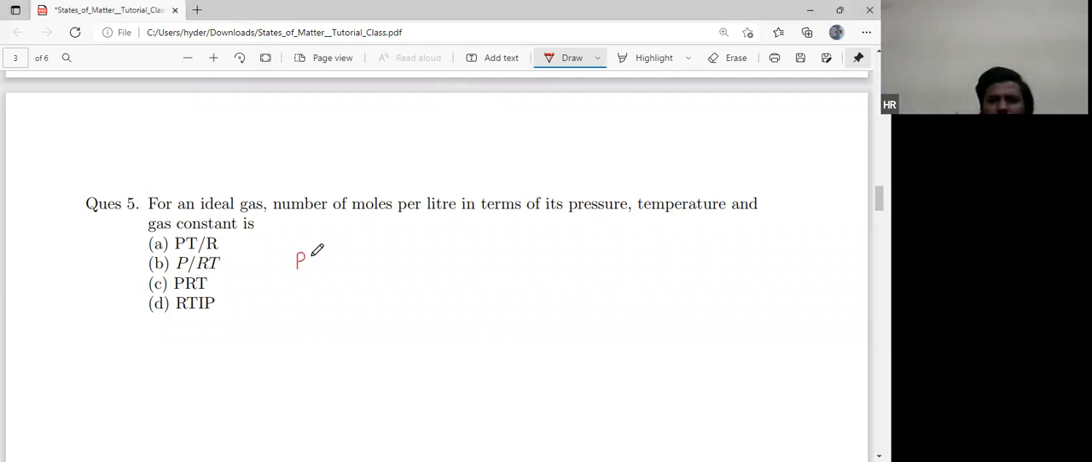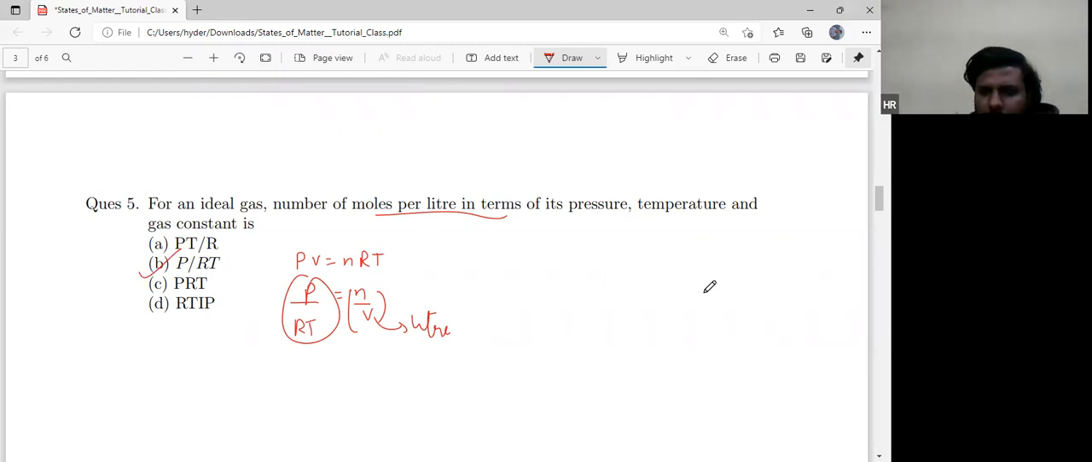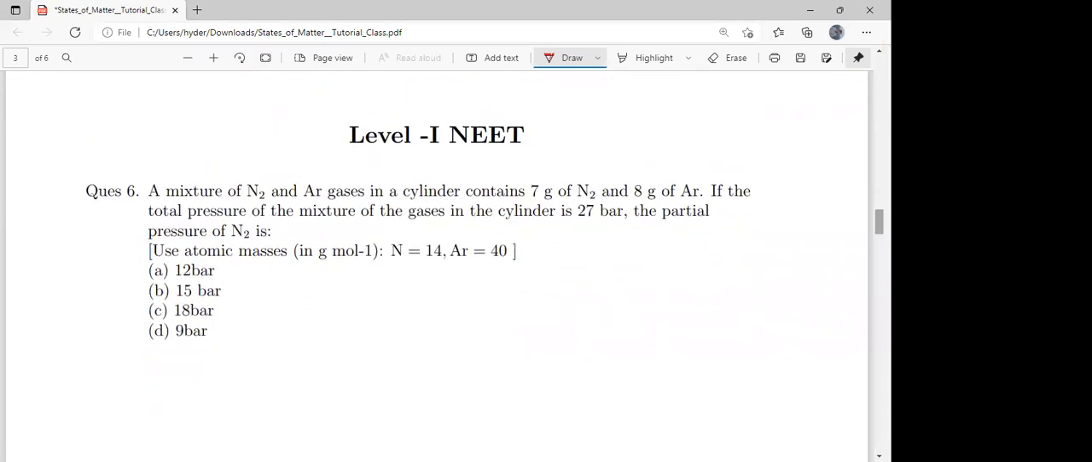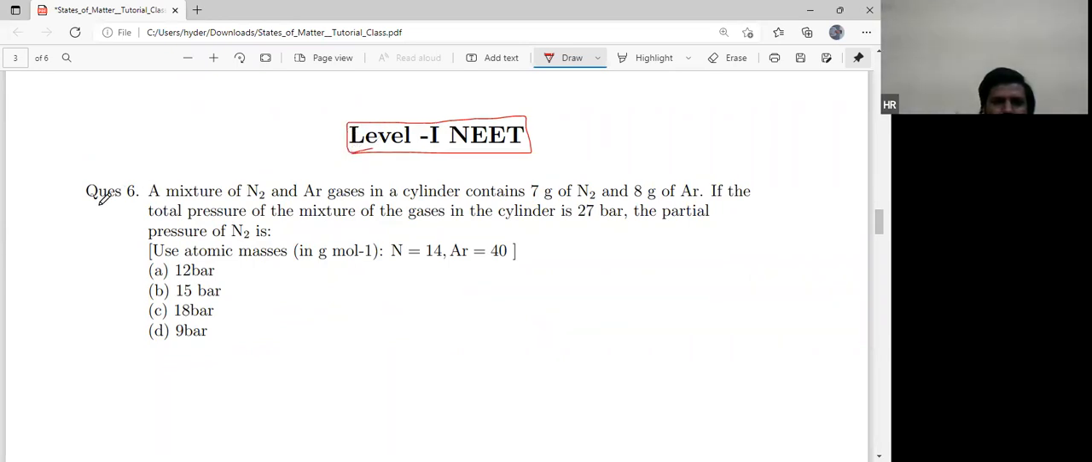You know that PV equals nRT, and we need to find moles per liter. That means we need to find the value of n by V, volume in liter. Then it will be P upon RT. So it's so easy. Answer B. Should I change the slide? Yes, sir. Okay. Moving to level 1, which is NEET. Question number 6.